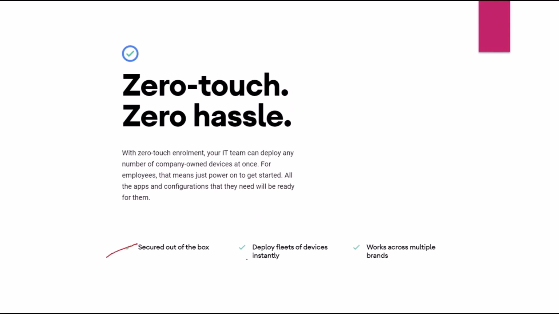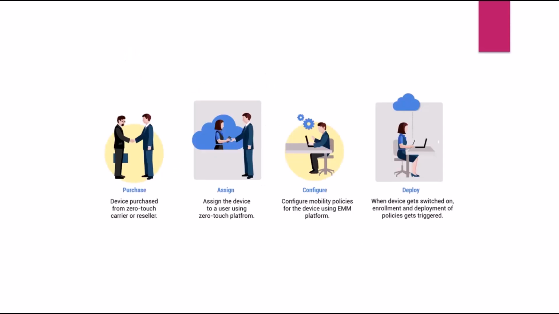We can deploy fleets of these devices instantaneously, and it works with multiple brands. So Google zero touch enrollment works with multiple brands. It's not limited to a specific brand. Well, obviously, Google has a list that the devices have to be from these manufacturers only. I'll show you that list shortly, but this works with multiple brands, and I'm going to demo with a Samsung, but you are not limited to Samsung. You can use other devices from other OEMs as well.